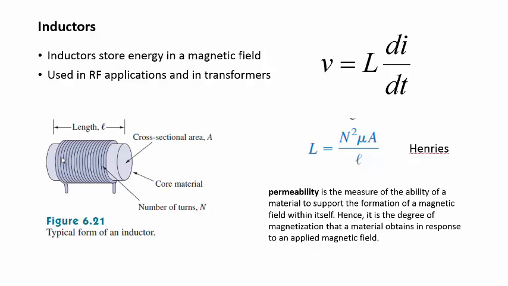But how much inductance this device has is calculated by n squared, where n is the number of turns of the wire. So if it wraps around 100 times, that's 100 squared, times mu, Greek letter mu. Mu is the permeability. Permeability is a material property. It's the permeability of this core material, which could be air, but oftentimes it's a ferrite material. Permeability is a measure of the material to support the formation of a magnetic field within itself.